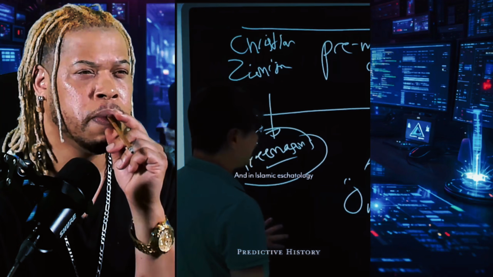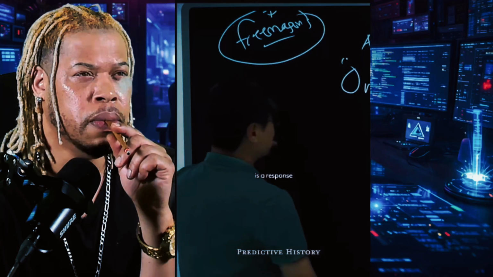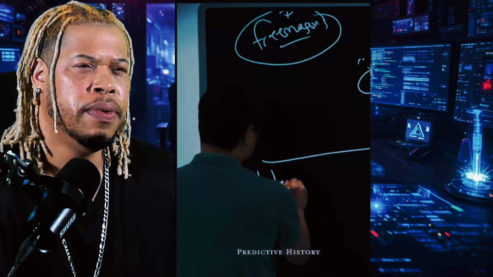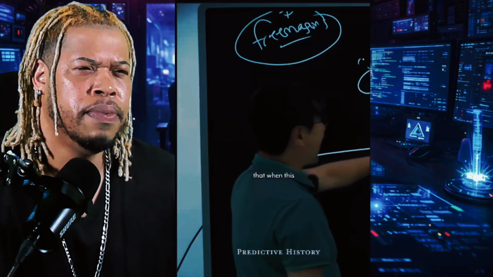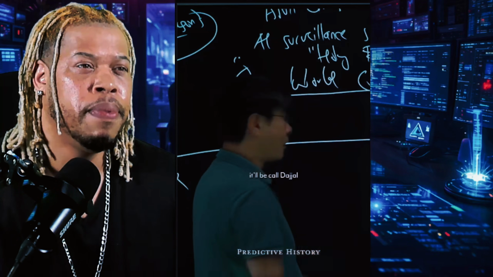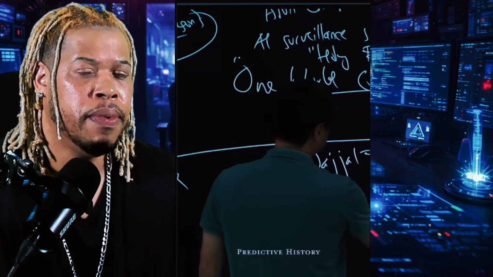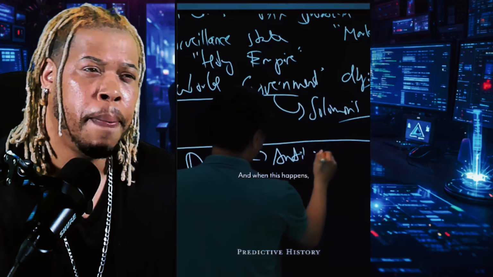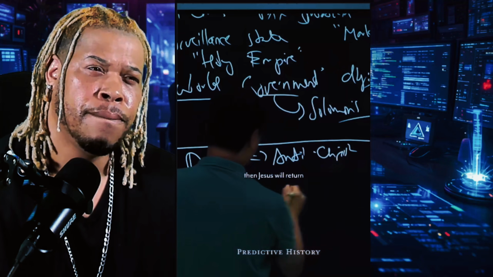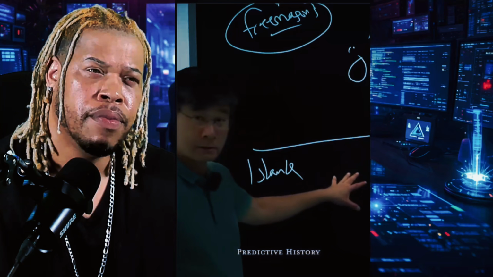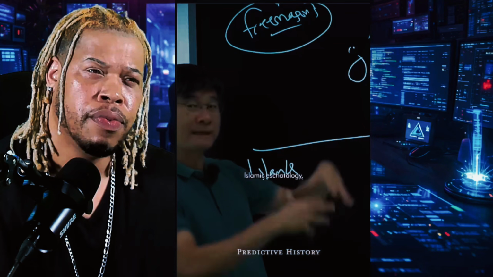In the Islamic eschatology is a response to all these other eschatologies, where they say that when the system is created, it will be called Dajjal, the Antichrist, okay? And when this happens, then Jesus will return to defeat the Antichrist. Okay, that's the mainstream Islamic eschatology.